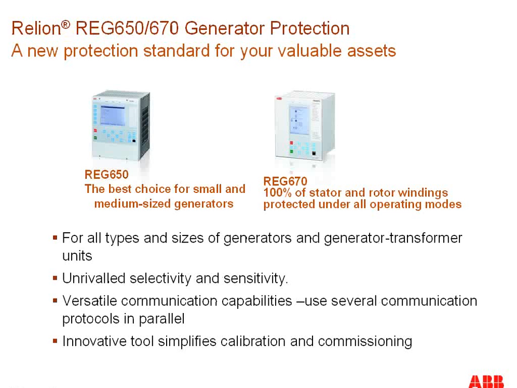ABB has a complete and comprehensive product portfolio when it comes to generator protection. We have REG 650 relays, as well as REG 670 relays. REG 650 is for small and medium sized generators, whereas REG 670 can be used for all types of generators.